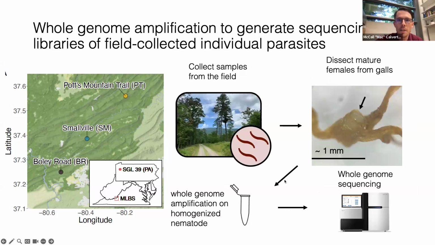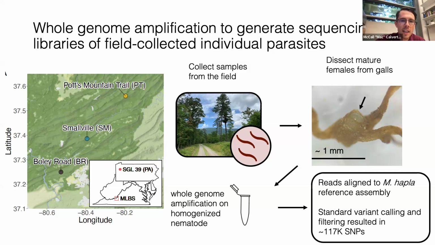And so traditionally, there are several barriers to generating sequencing data from field-collected microparasites. And we were able to overcome these by applying technology that was developed for single-cell sequencing, that is, whole genome amplification. And this allowed us to generate sequencing libraries from individual parasites that we collected from the field, which I think is just super cool, and I'm really excited about it. And I think this is a really exciting avenue, new technology for population genetics.